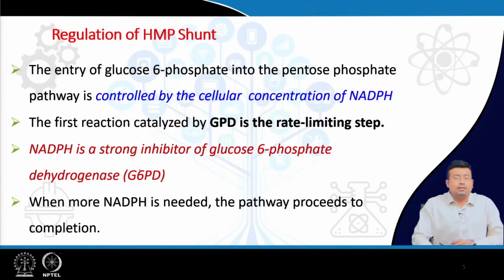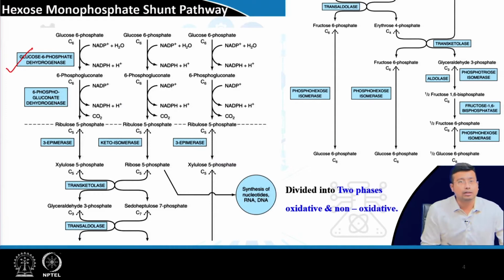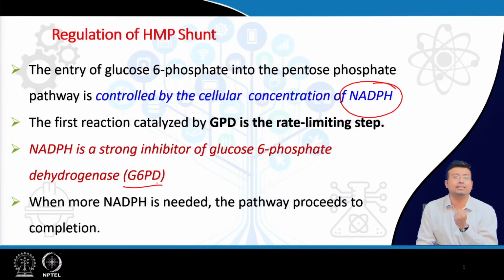The question that arises in this class is how it is regulated, that is, how the rate of the HMP shunt is controlled. Very important: the one and only answer is that the cellular concentration of NADPH controls the action of the enzyme glucose 6-phosphate dehydrogenase. In this cycle, glucose 6-phosphate dehydrogenase, G6PD, was the first step. If we can control the action of this enzyme, the flow of the entire HMP shunt pathway will be controlled. And who controls G6PD? That is NADPH, or even NADP plus; it is the NADPH to NADP plus ratio.